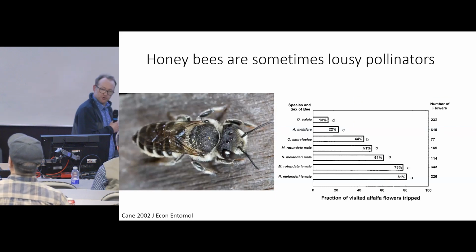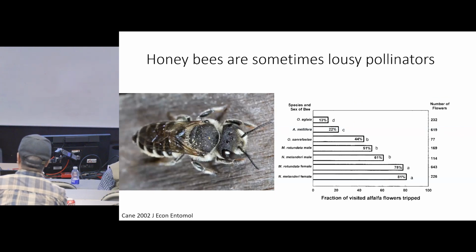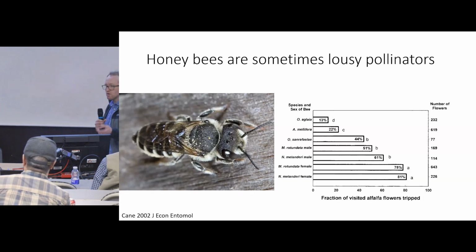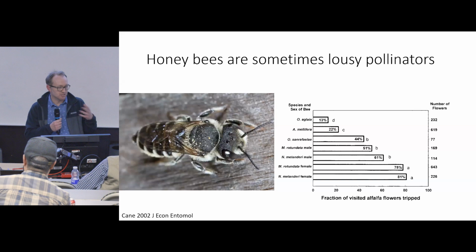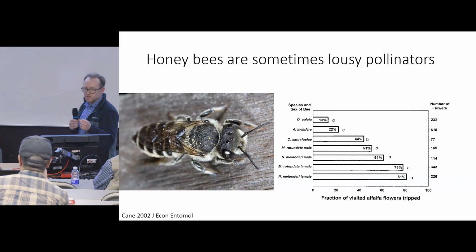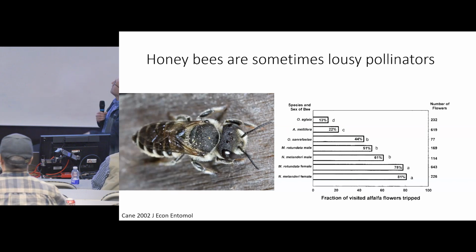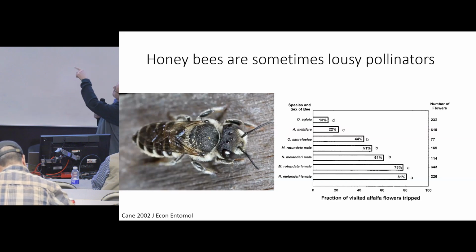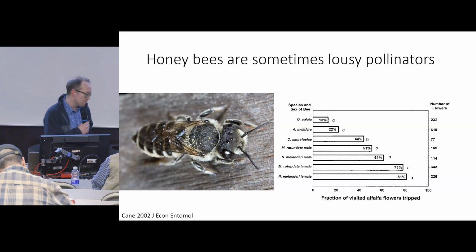Sometimes honeybees are actually pretty poor pollinators. They visit flowers in a very different way than some of the wild bees do, and sometimes this results in them being less effective at transferring pollen. This is an example from alfalfa. The second bar from the top, Apis mellifera, that's your honeybee. And the second one from the bottom is Megachile rotundata, that's your alfalfa leafcutter bee.